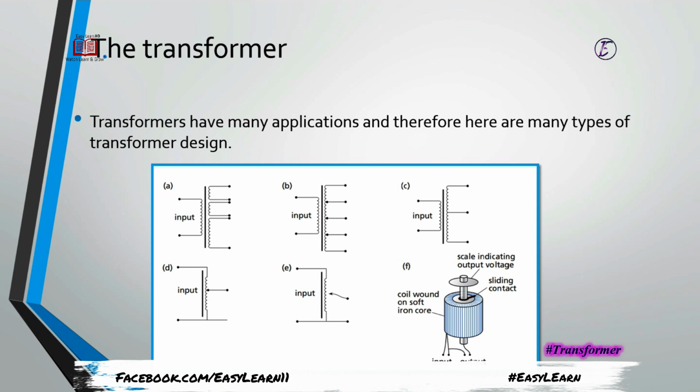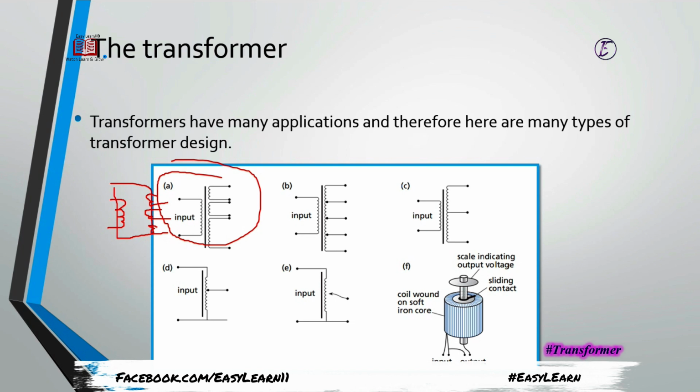Transformers have many applications, and therefore we discussed many types of transformer design. This is another idea inside the diagrams: we have a single primary winding with three different secondary windings. That means there is one primary winding, while according to our desire, we have a different number of turns on the same iron core. We have the iron core here, supposedly ferromagnetic material. Secondary windings are wound more than one.